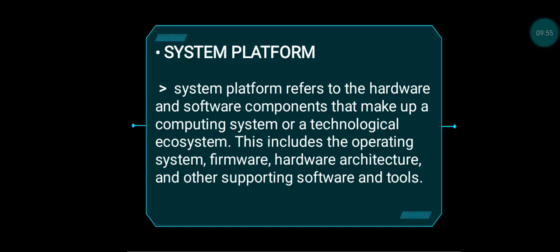System platform refers to the hardware and software components that make up a computing system or a technological ecosystem. These include the operating system, firmware, hardware architecture, and other supporting software and tools, which means it is the combination of hardware and software that allows a computer or device to function. It includes the operating system, hardware, components, firmware, and other essential software needed for applications to run.